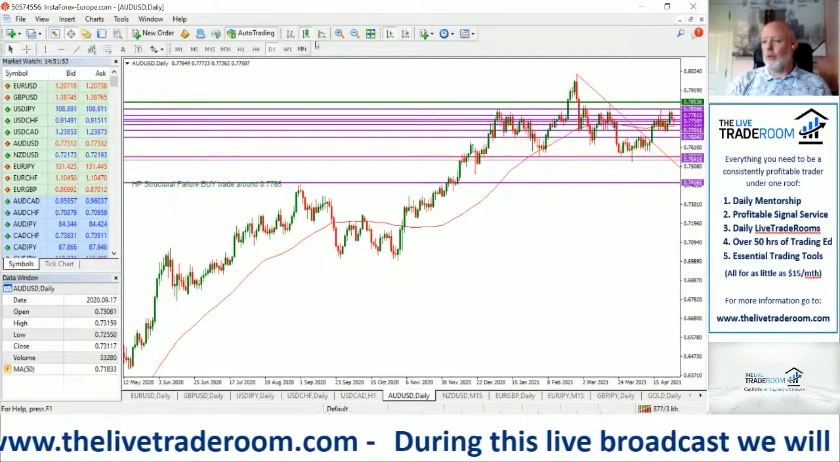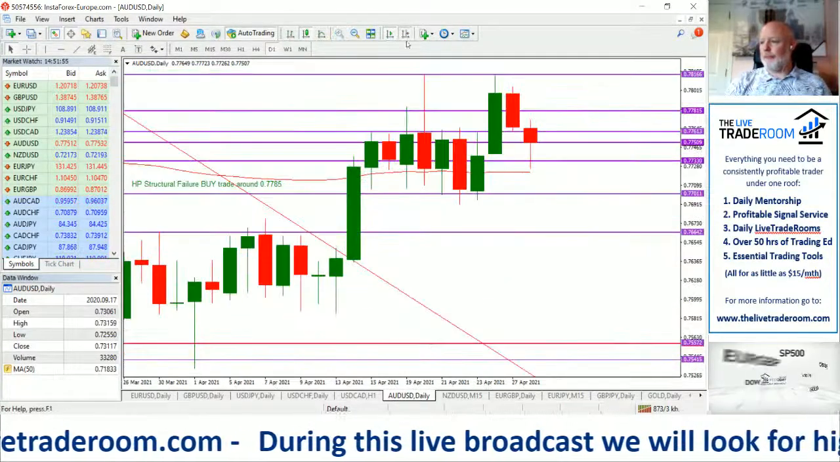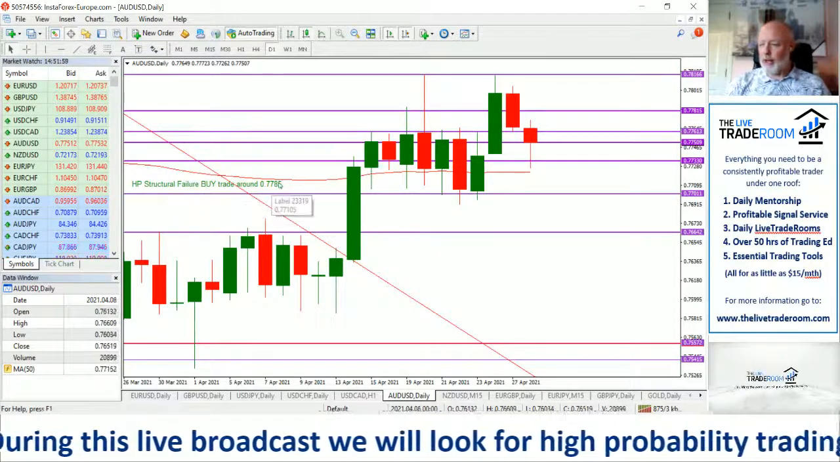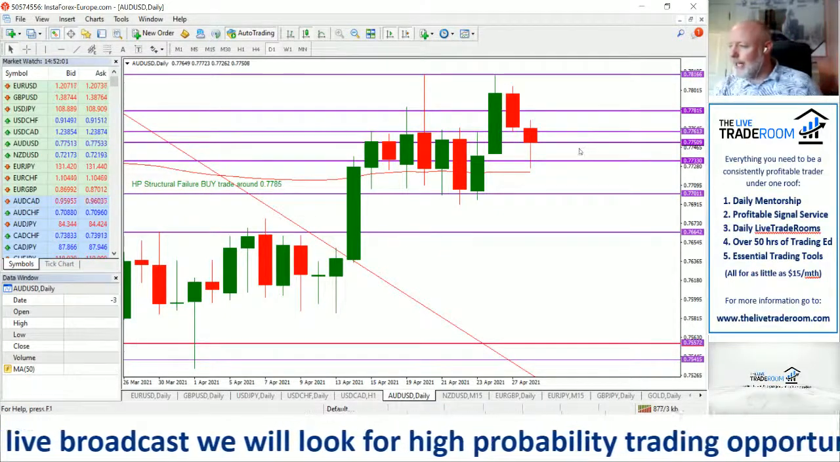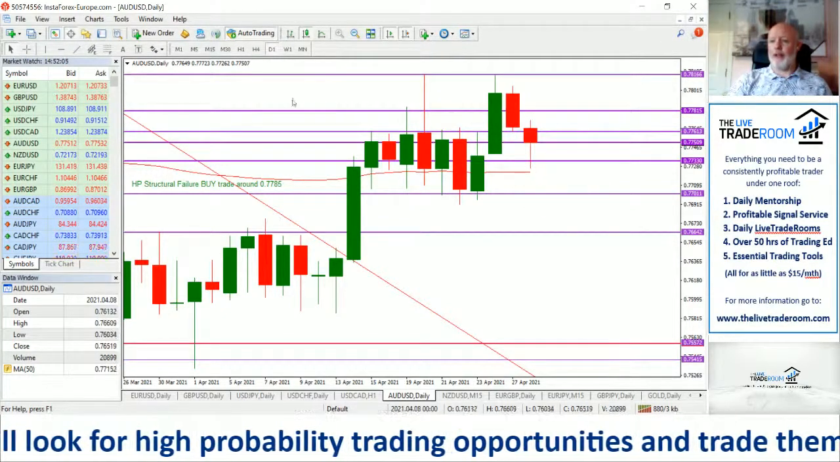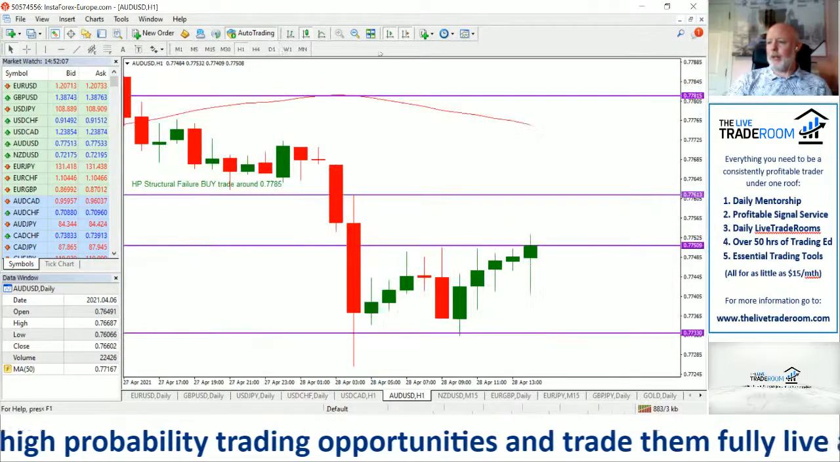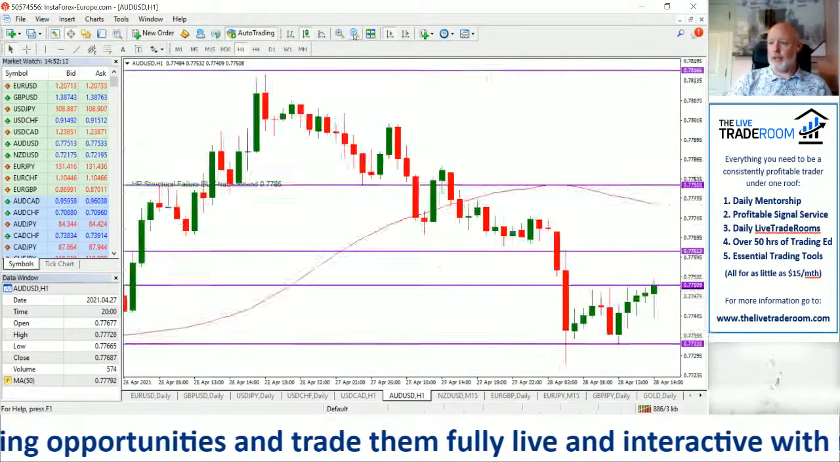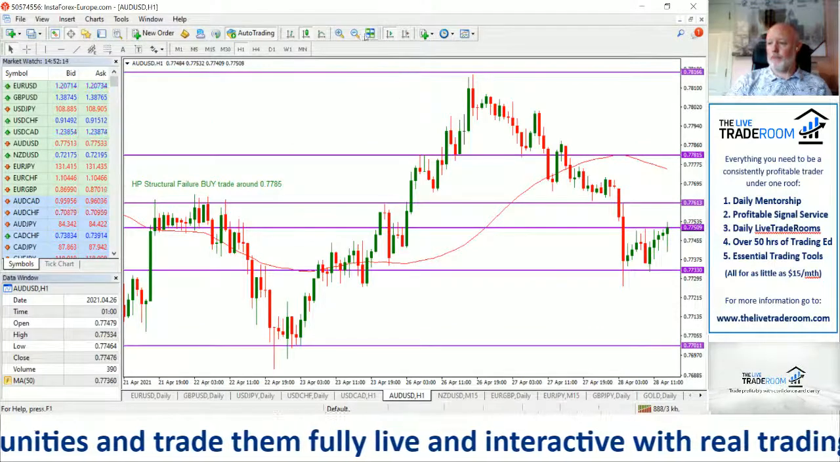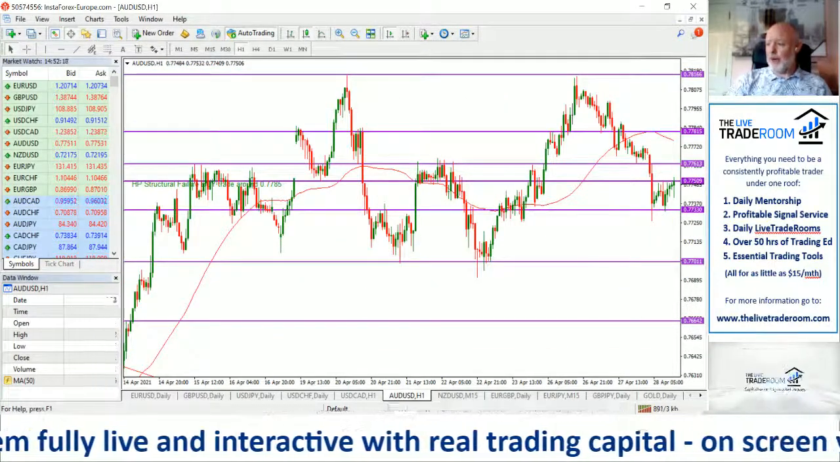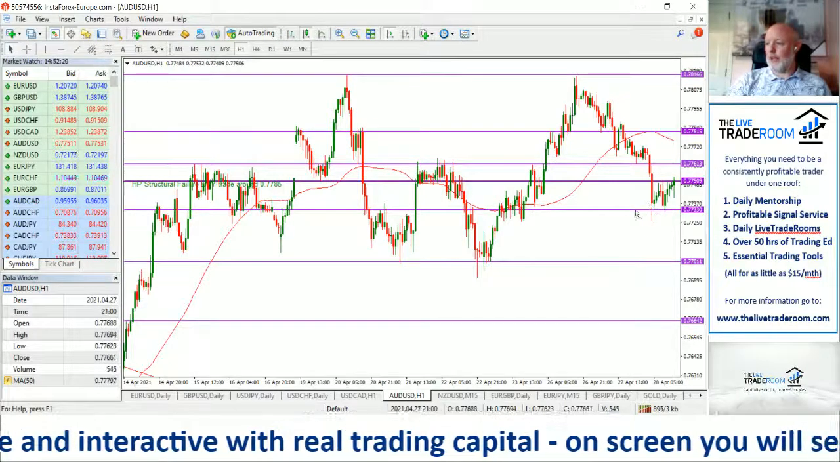So we spoke about, in fact, you see it up here, high probability structural failure buy trade around the 77.80 level. So what happened was we continued that move to the downside, but very much the reversal trade to the upside can still very much exist, and that's really what we'd be looking to get involved with at this level.